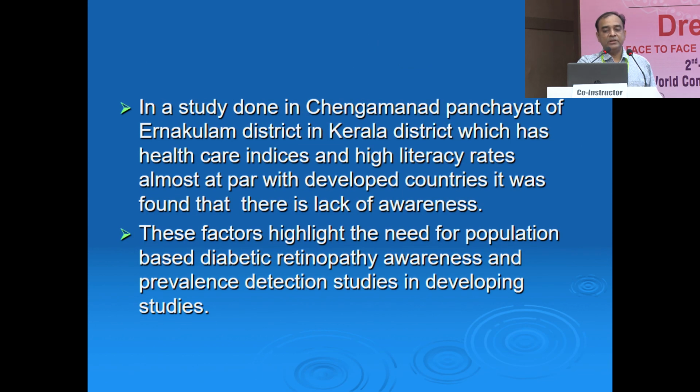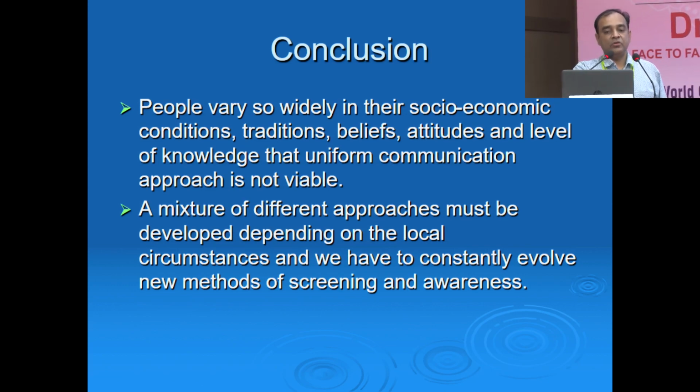In a study done in Chakman Panchayat of the Ernakulam district in Kerala, it was found that literacy was a factor. These factors highlight the need for population-based diabetic retinopathy awareness and prevalence studies in diabetics. In conclusion, people vary so widely in their socio-economic conditions, tradition, beliefs, attitudes, and level of knowledge that a uniform communication approach is not viable. A mixture of different approaches must be developed depending on the local circumstances, and we have to constantly evolve new methods of screening and awareness.